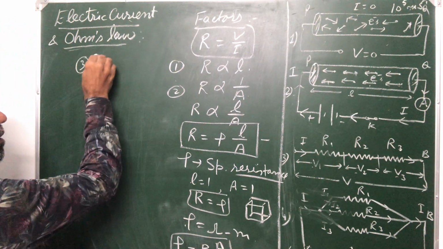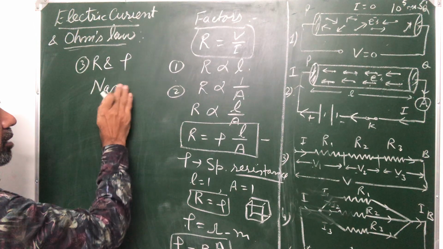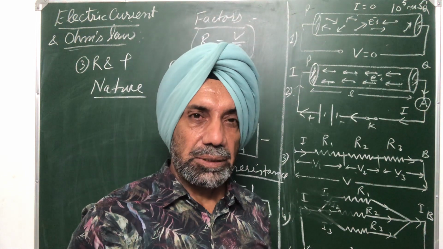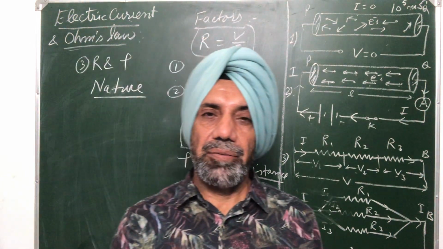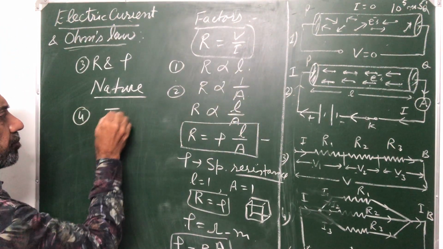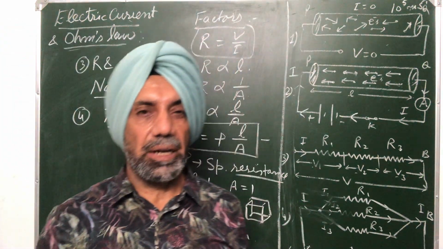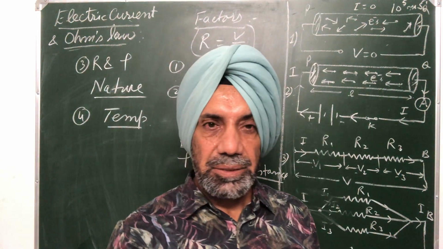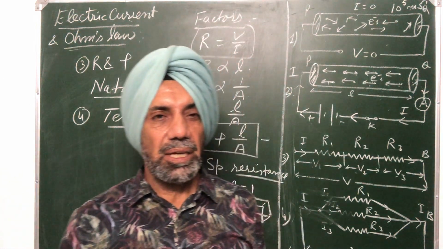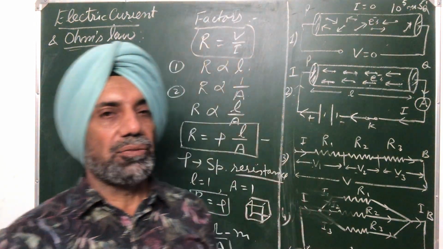So third factor: both resistance and specific resistance depend upon the nature of the material of the conductor. Different conductors will have different values of resistance and resistivity. Fourth is temperature. Both resistance and resistivity depend upon the temperature of the conductor. In case of metals and alloys, resistance and hence resistivity increases with the increase of temperature, whereas in case of semiconductors and electrolytes, resistivity decreases with the increase of temperature.